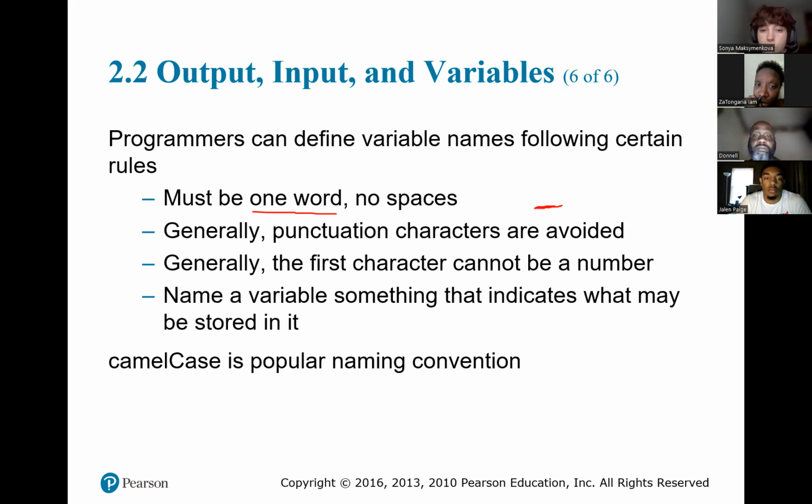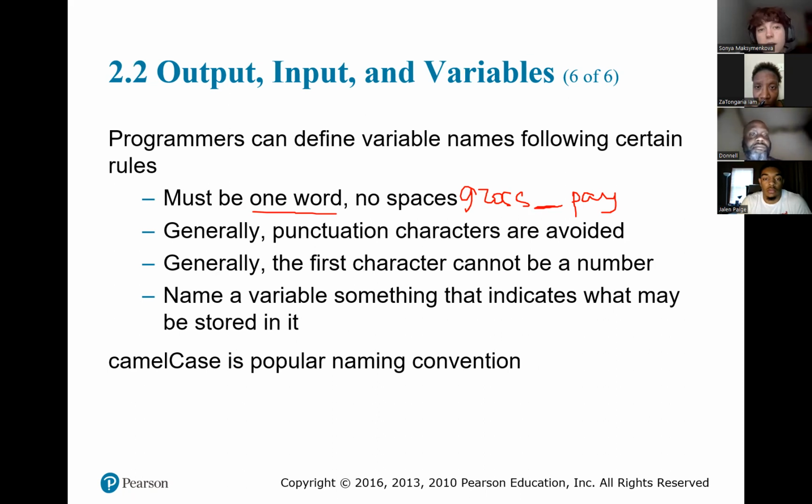So for example, if you wanted to name your variable gross pay, you would put gross underscore pay, right? Or you could just use it as one word, grosspay, without the underscore. That is also acceptable. No punctuation characters, so no commas, no periods, no colons, no semicolons, none of that. And generally, the first character cannot be a number. So if you want to put a number, you should put it at the end of your variable.